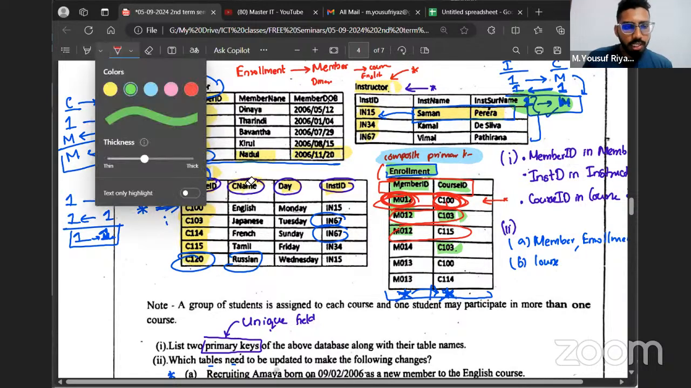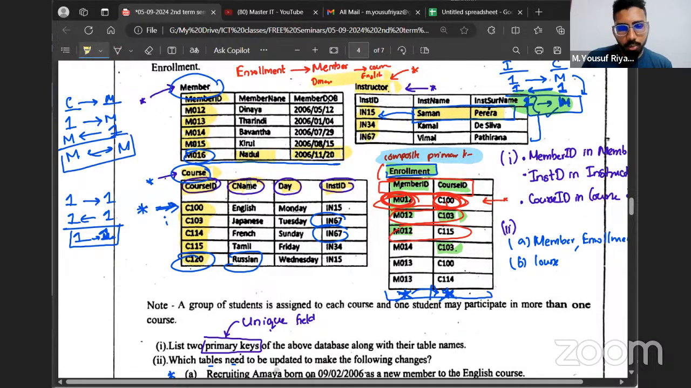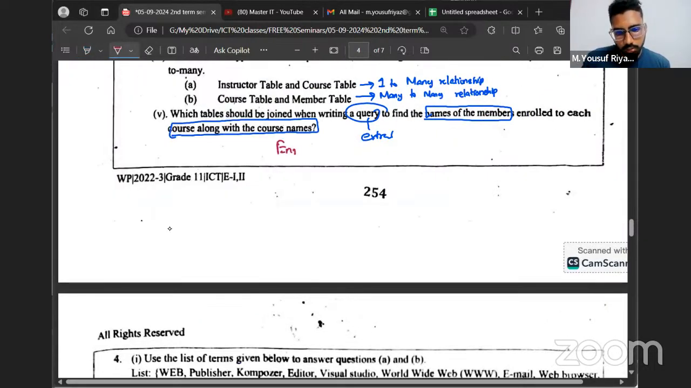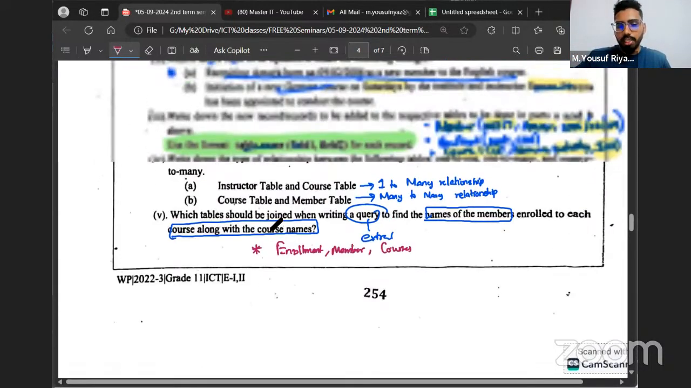Now, for me to tell Dinaya is following the English course, I had to go through the enrollment table, as well as member table, as well as course table. Did I go through the instructor table? No. So the answer for this question is going to be enrollment table, member table, courses table. I had to go through these three tables to find the answer. So indirectly they're asking what are the tables that have to be joined. Those three tables have to be joined to find the answer.